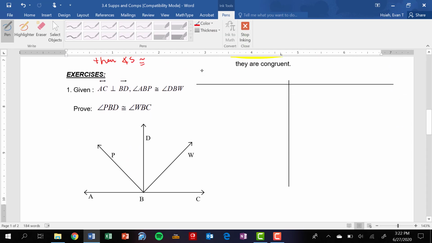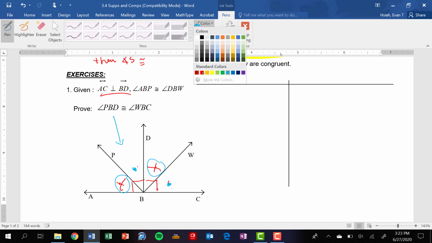So, this first proof here, I know that this is perpendicular, so these are right angles, which means that these are complementary to each other, and these are complementary to each other. And ABP, excuse me, this one is congruent to DBW, which is this one. And we're trying to prove that this one is congruent to this one. Hopefully you can see that they're complementary to two congruent angles, and so therefore they are congruent to each other. So let's set it up.